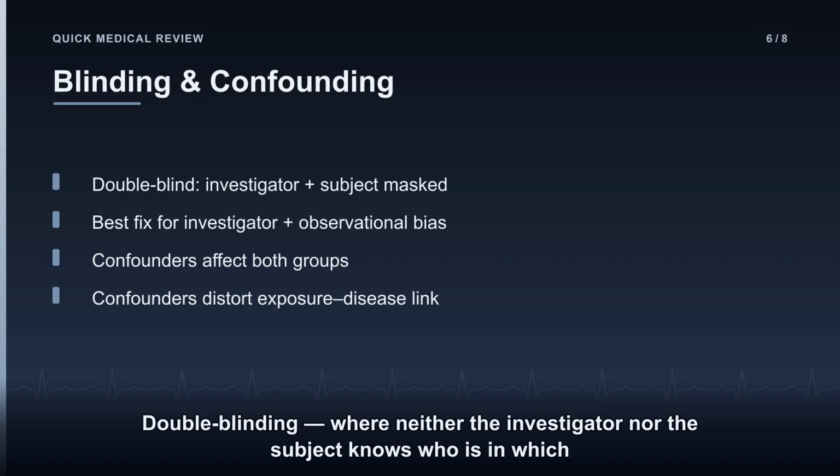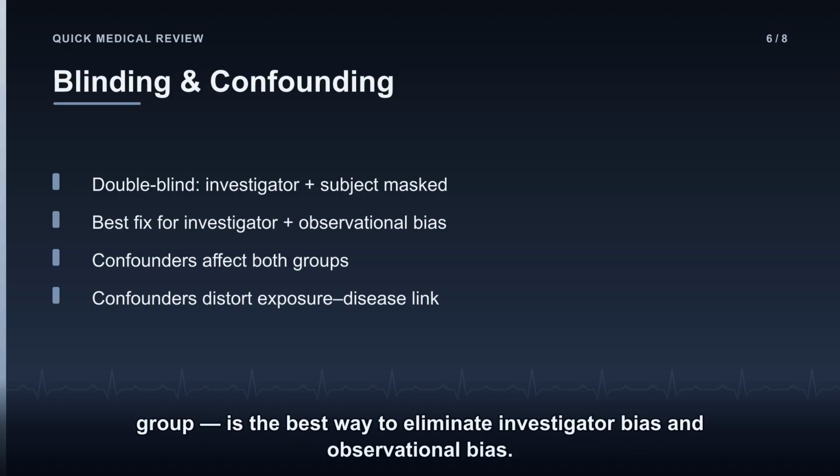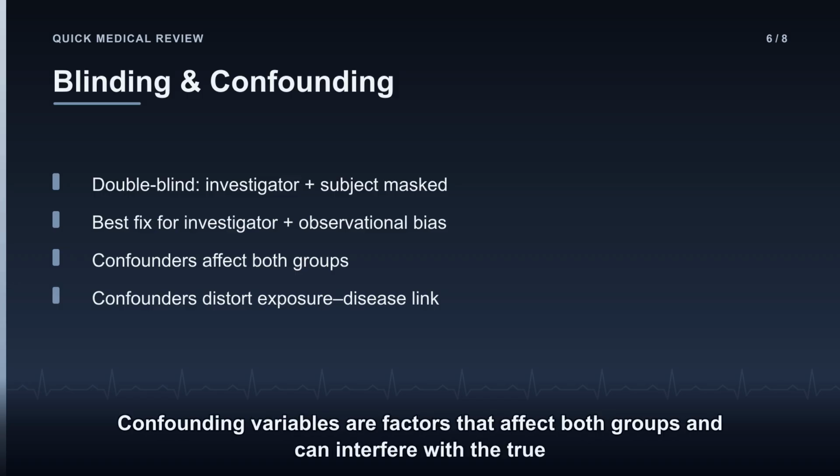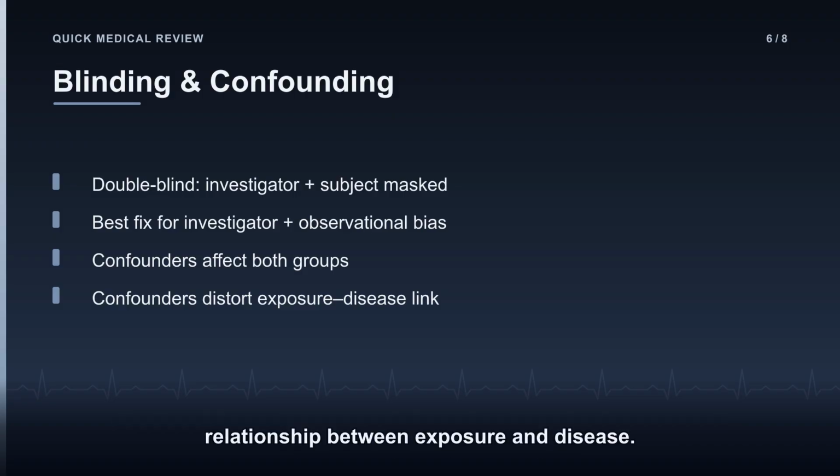Double-blinding, where neither the investigator nor the subject knows who is in which group, is the best way to eliminate investigator bias and observational bias. Confounding variables are factors that affect both groups and can interfere with the true relationship between exposure and disease.